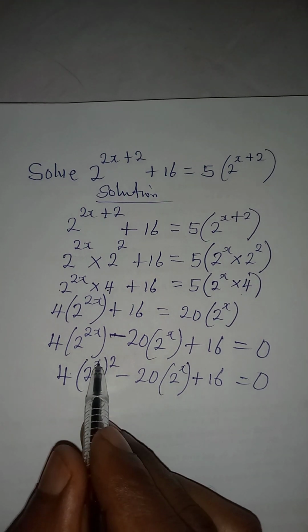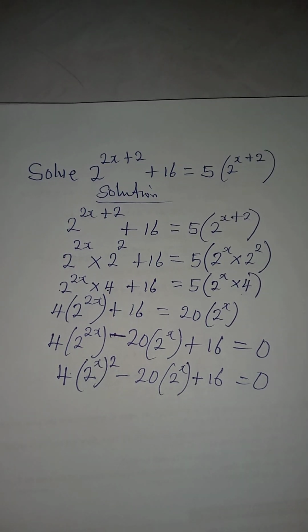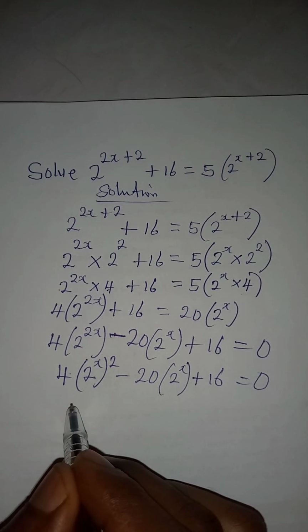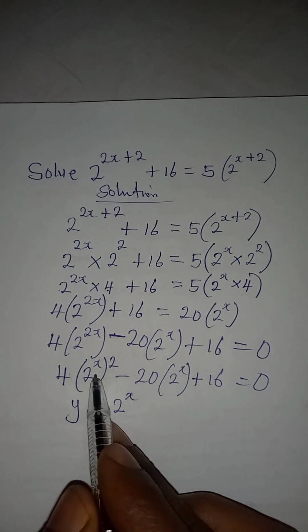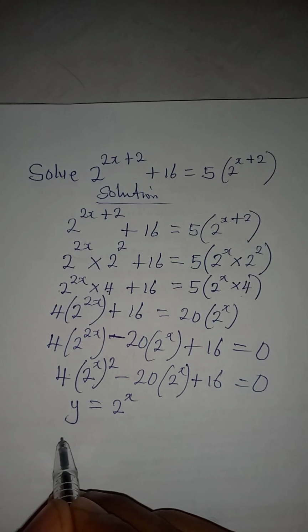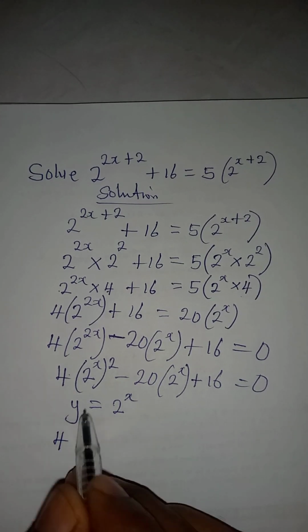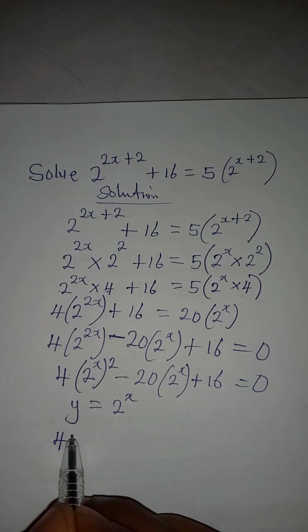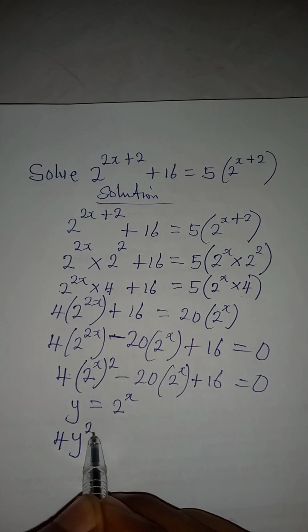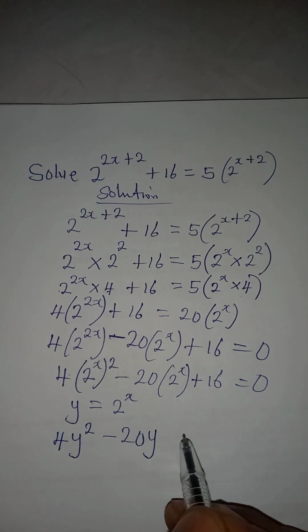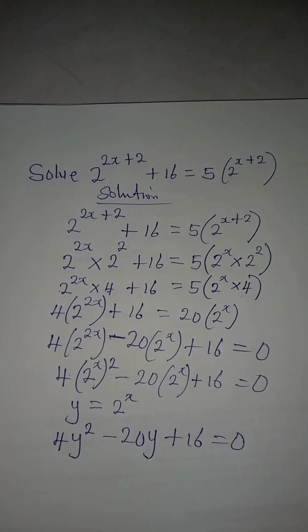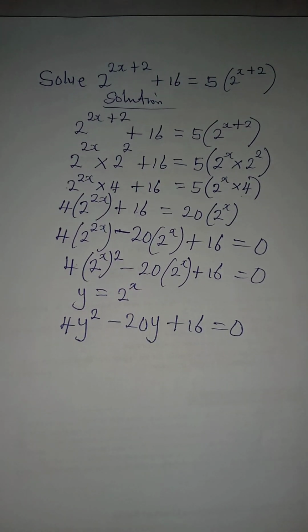So from here, I have 2 raised to the power x and I have 2 raised to the power x. So I can simply say that y should be equal to 2 raised to the power x, meaning wherever we find 2 raised to the power x, we will write y. So let's go. So this is going to be 4. Now, because of 2 raised to the power x, I'm going to have a y, and then this square will appear, then minus this 20 will appear. 2 raised to the power x is now y, then plus 16. This is equal to 0. So now we have a quadratic equation.